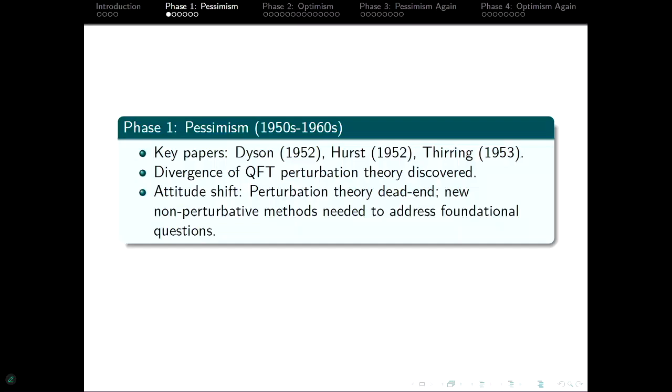But Dyson and other people in the early 50s came up with arguments for thinking that's not the case, and the series probably diverges for interesting quantum field theories. And as I said, this led to an initial pessimistic reaction. So basically, perturbation theory is a dead end. We've got to develop some kind of new, fully non-perturbative methods to address foundational questions about the existence of solutions to realistic quantum field theories, whether quantum field theory as a whole is even a consistent theory.